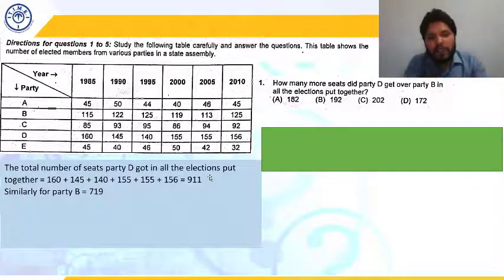So the sum of all the seats of party B would have been 720 if all of them were 120. But because some of them are less and some of them are more than 120, the answer should be slightly more or less than 720.